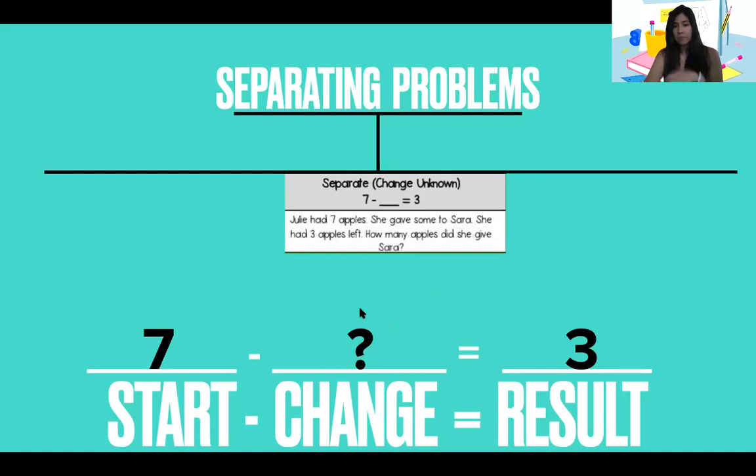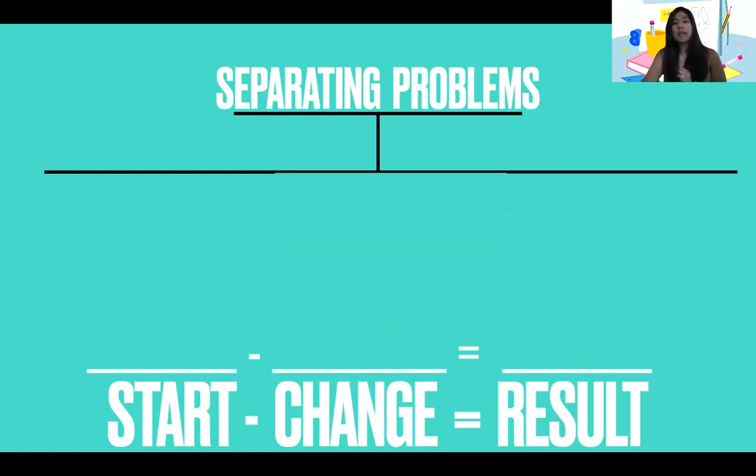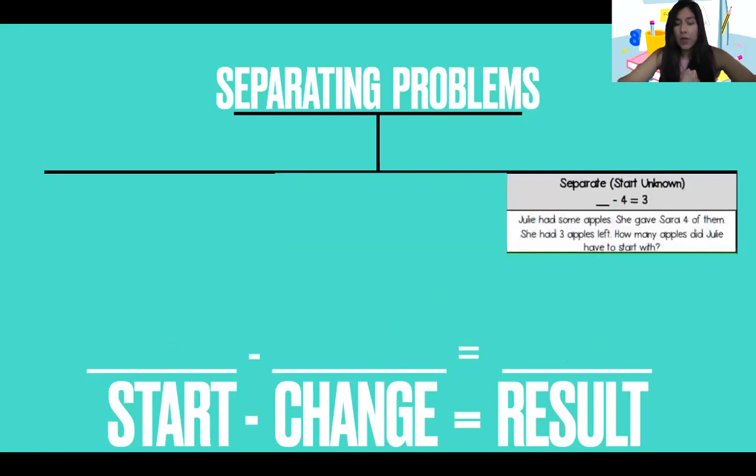You got it? And the third one is start unknown. And in a start unknown problem, it might sound a little something like this. Julie had some apples. She gave Sarah 4 of them. She had 3 apples left. How many apples did Julie have to start with?